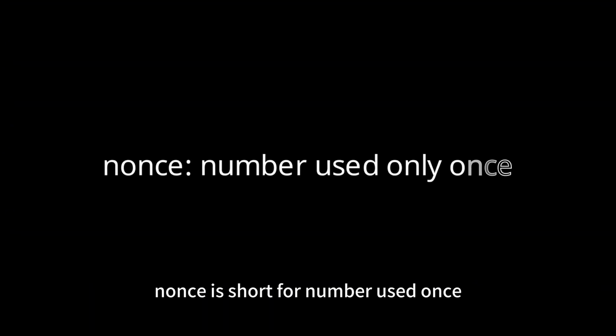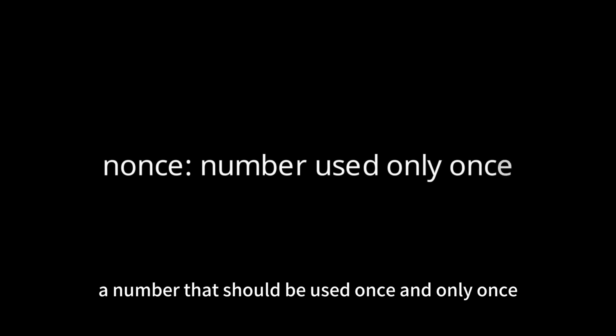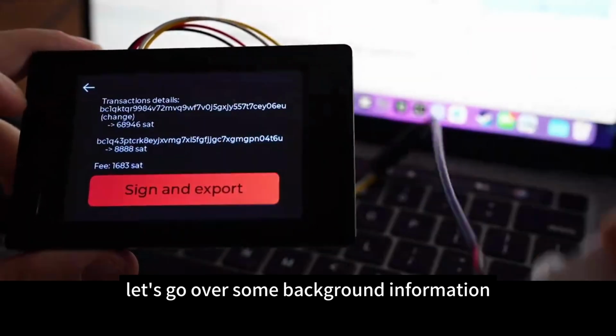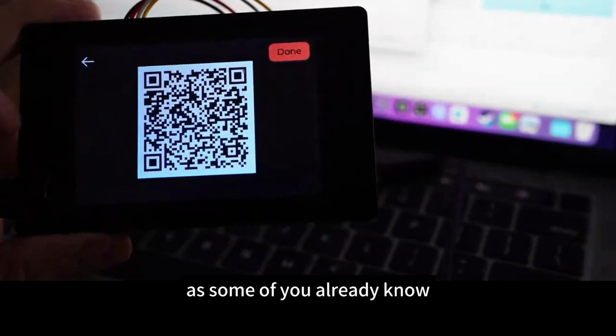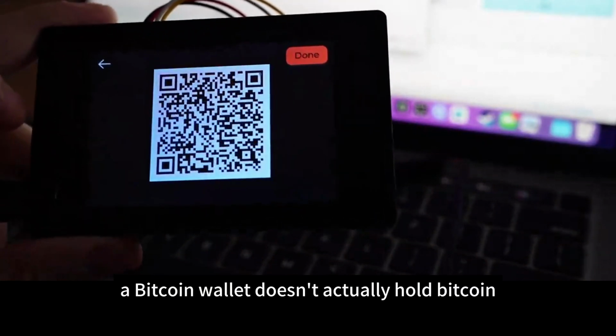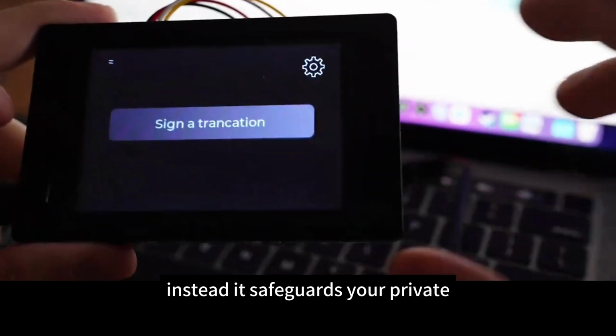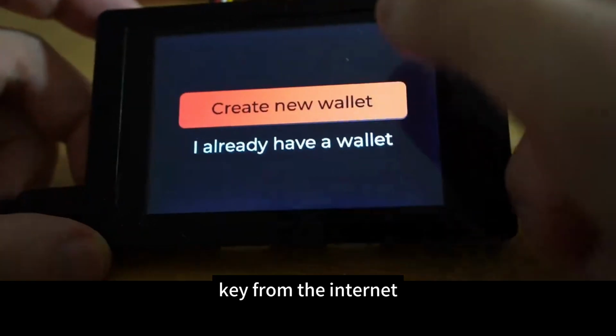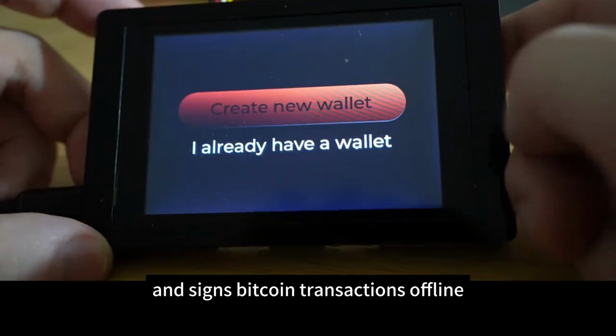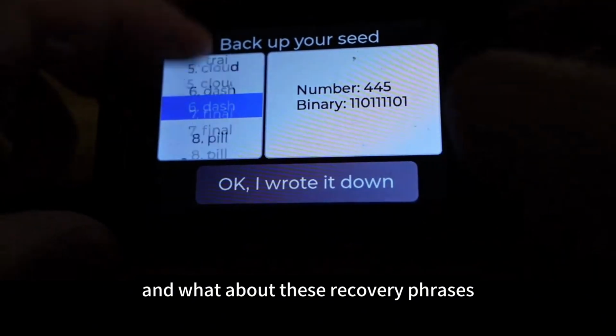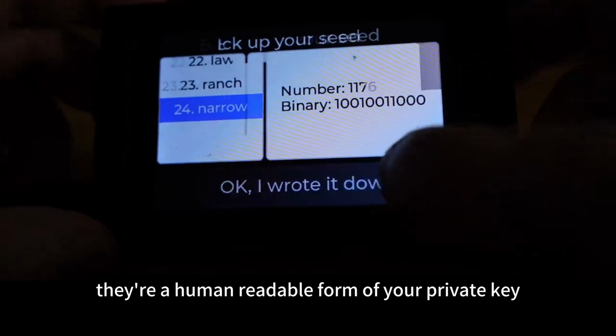Nonce is short for number used once, and it's exactly what it sounds like. A number that should be used once and only once. Before we get into the math, let's go over some background information. As some of you already know, a Bitcoin wallet doesn't actually hold Bitcoin. Instead, it safeguards your private key from the internet and signs Bitcoin transactions offline. And what about these recovery phrases? Simple, they're a human-readable form of your private key.